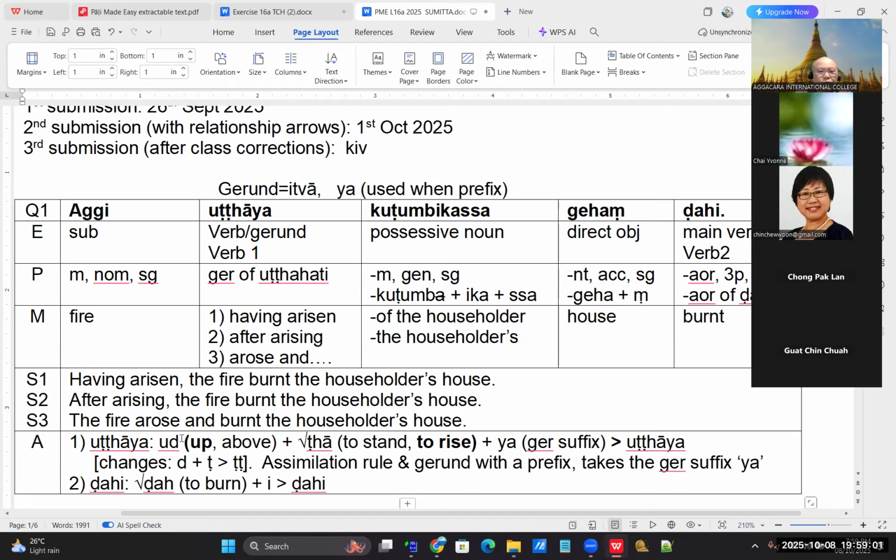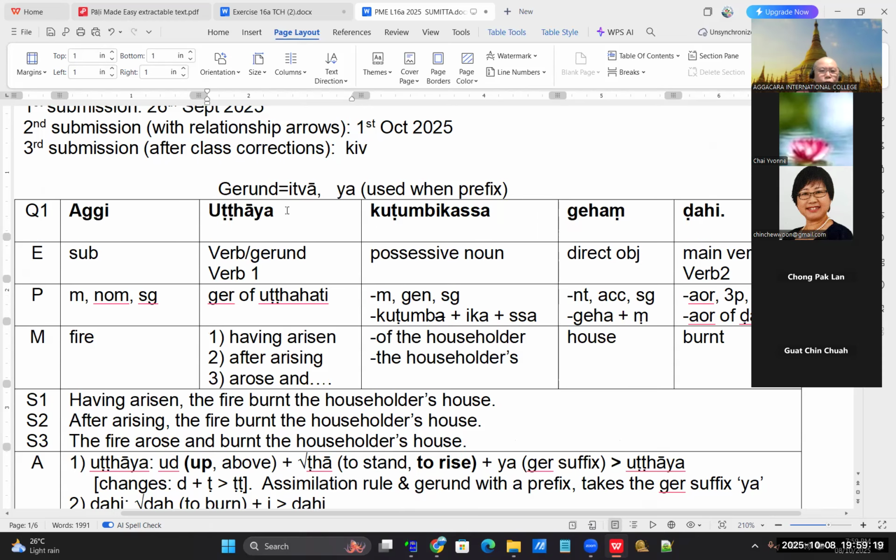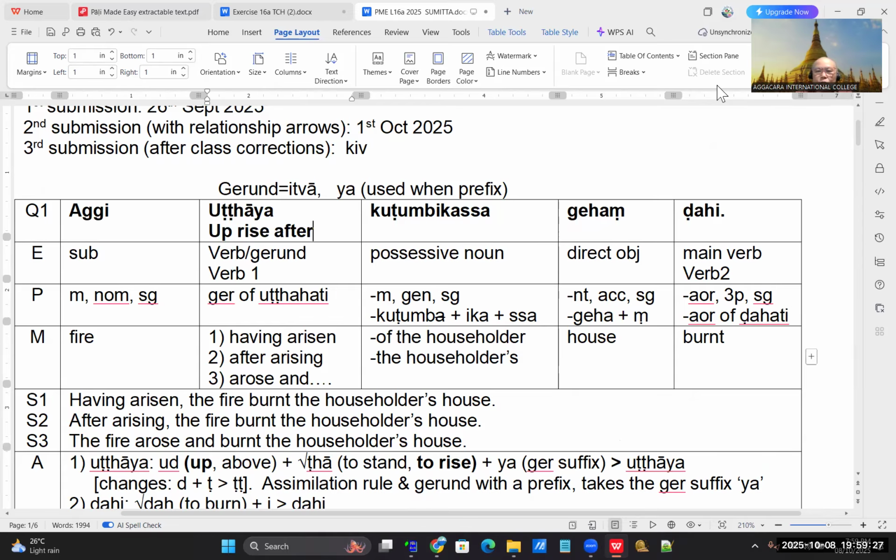So when you see it, it's actually easy to understand. Ut plus ta plus ya, so you get utthaya. Ut is up, tha is stand, so stand up or rise up. And ya is after. Literally, ut will be up, tha will be rise, ya will be after. So that's how we translate utthaya: up, rise, after. So after rising up. Direct translation.